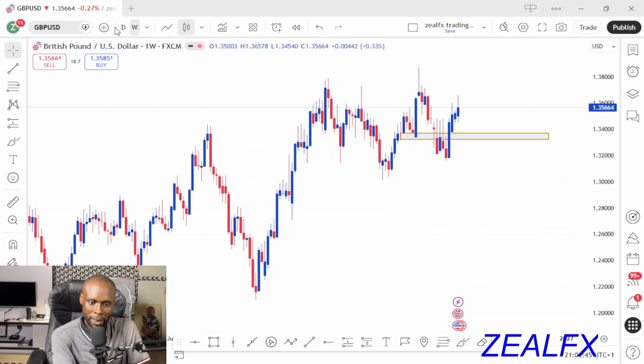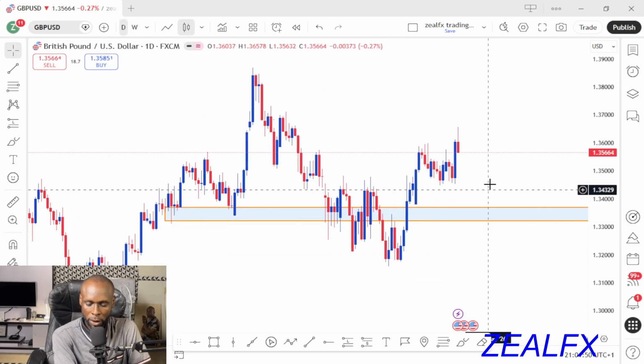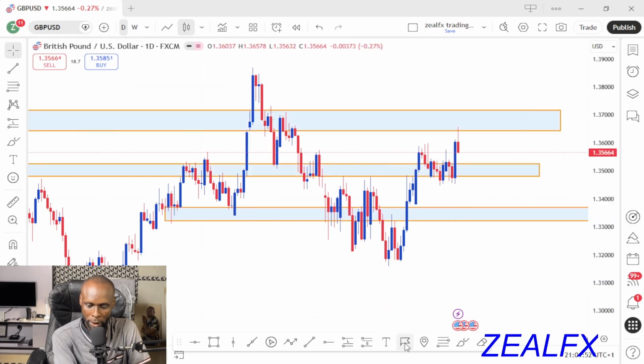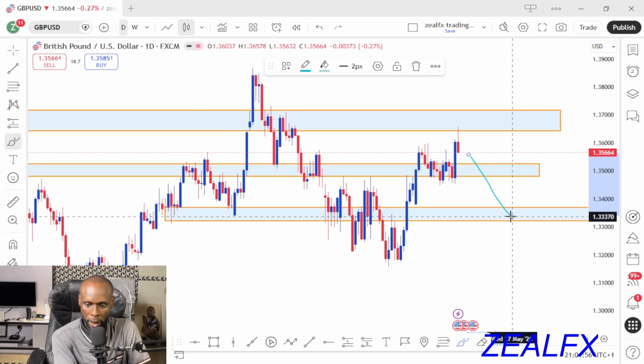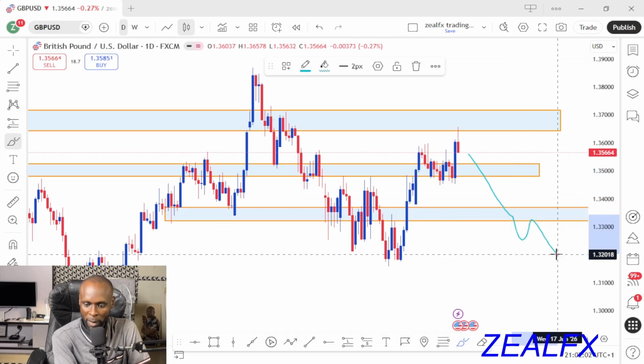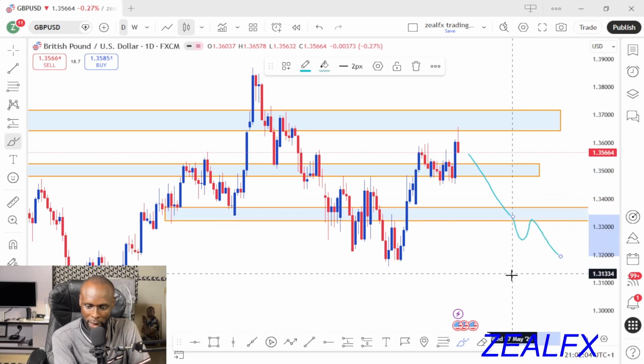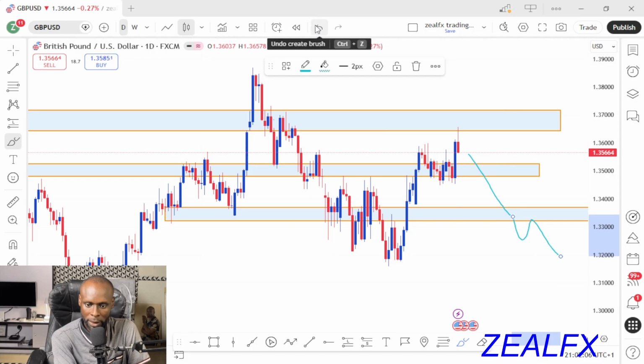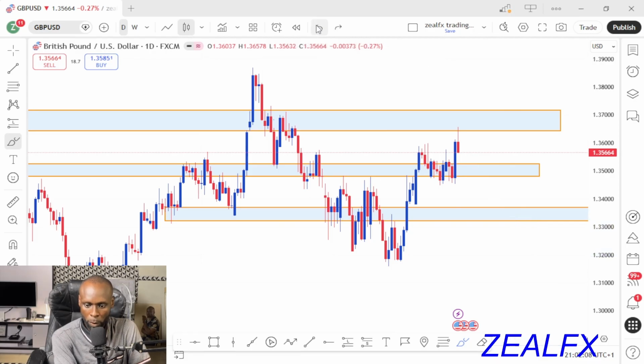So you can clearly see now that the weekly on the Pound USD supports the selling of price to this next daily support level. So we expect price to drop to this daily support level this week. Then a break of this level might trigger more selling for the Pound USD to the downside. So look for your selling opportunity on the Pound USD this week.